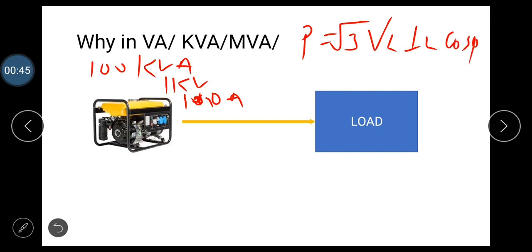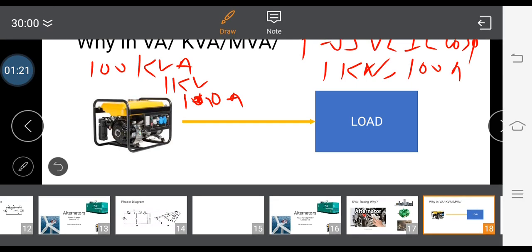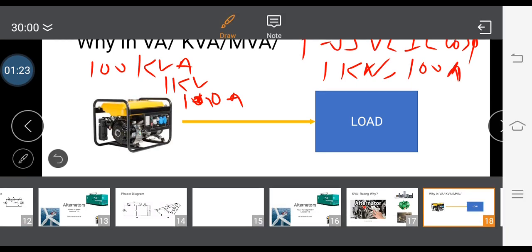cos phi. Now assume that the voltage here is 1 kV. We do not consider the root 3, just for discussion we will take only VL IL cos phi. Now if it is working at unity power factor, then the current is going to be 100 amps. So I am not considering the root 3 now.